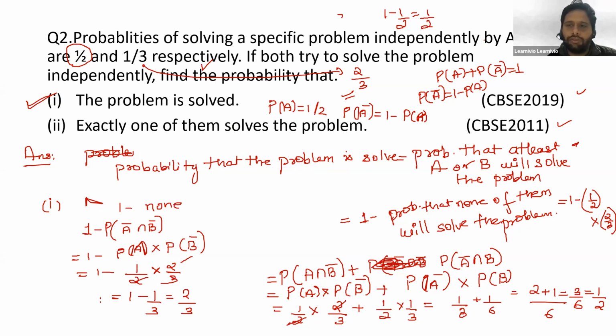Okay, Abdur is not here. Umir, how did you put 2 by 3 there? What is PB, Umir? Probability of B is what?